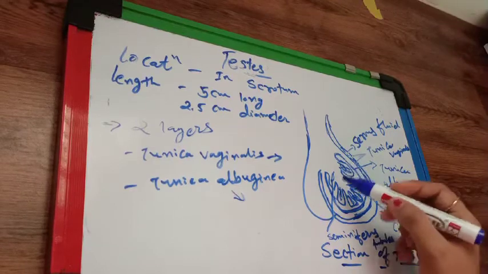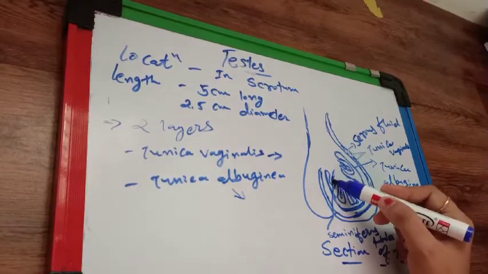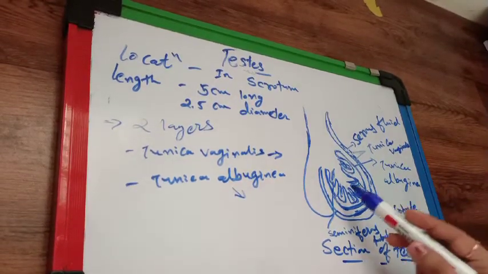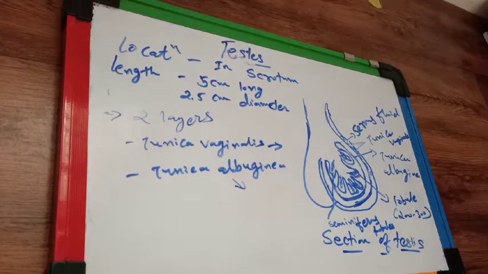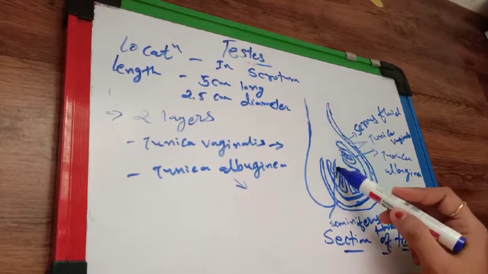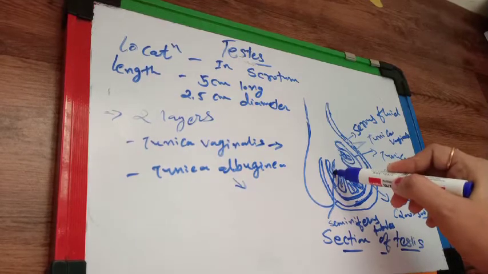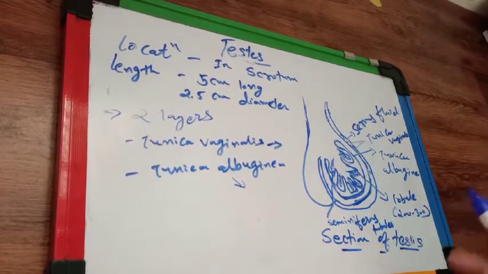Now in the seminiferous tubule there is sperm formation. Stem cells called spermatogonia develop from primordial germ cells and enter the testis during the 5th week of development. Spermatogonia remain dormant or inactive during childhood, and they actively produce sperm at puberty.